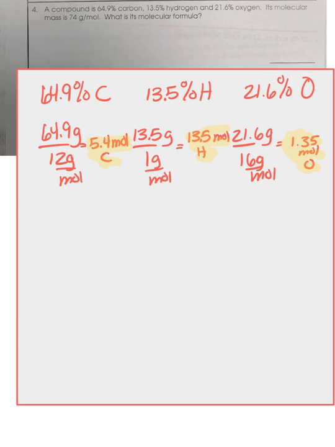Okay, so I'm going a little bit quicker here with this one, but you can see up here in the question it's 64.9% carbon, 13.5% hydrogen, and 21.6% oxygen. So I found the moles by doing the grams over gram formula mass, grams over gram formula mass, grams over gram formula mass, and I got the mole ratio. Now all I have to do is carbon, oh that's yellow, carbon is 5.4, hydrogen is 13.5, and oxygen is 1.35.